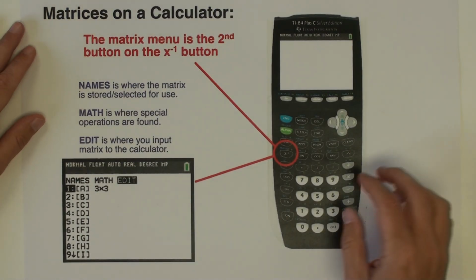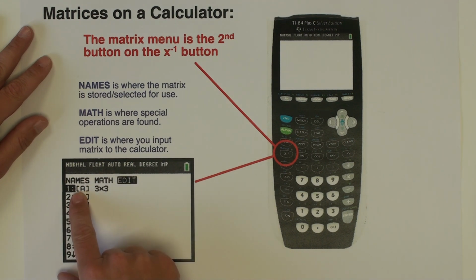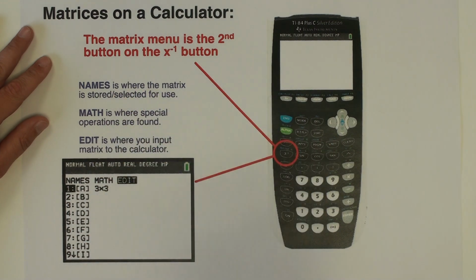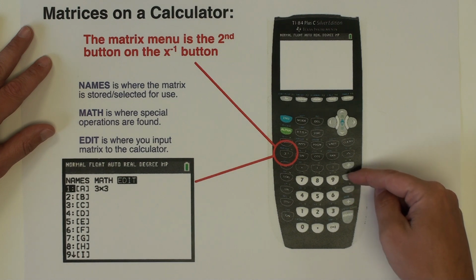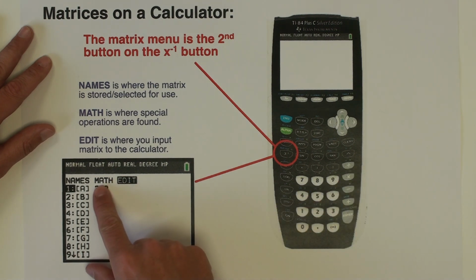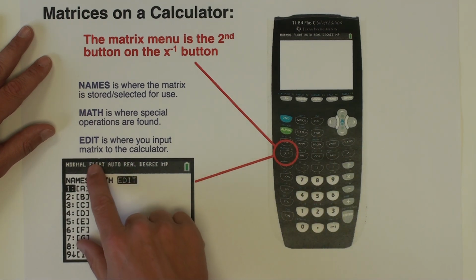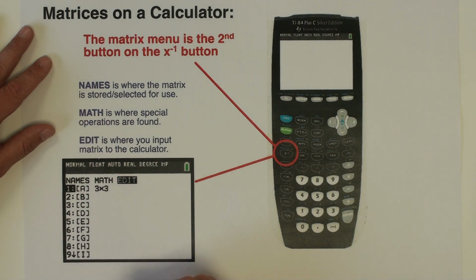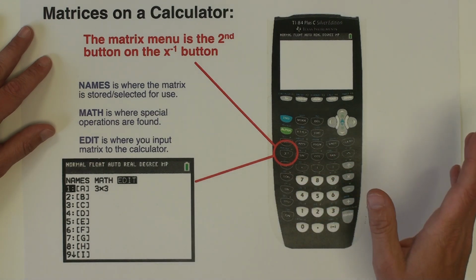And when you hit that button, it pops up this screen that has a lot of different stuff on it. It's got names of matrices. So this is where you have stored the matrices. It's got this middle tab here called math, and that's where you're going to find a lot of the special functions, different than your add, subtract, and multiply, like determinant and those extra things that aren't on the face of the calculator. And then it's got this edit tab, and the edit tab is where you are going to input the matrices into your calculator.